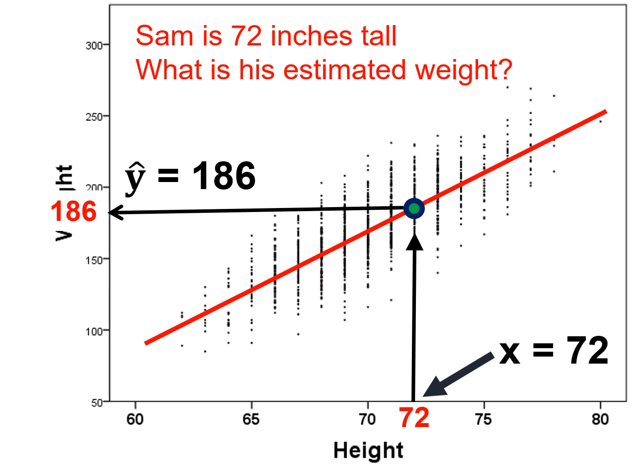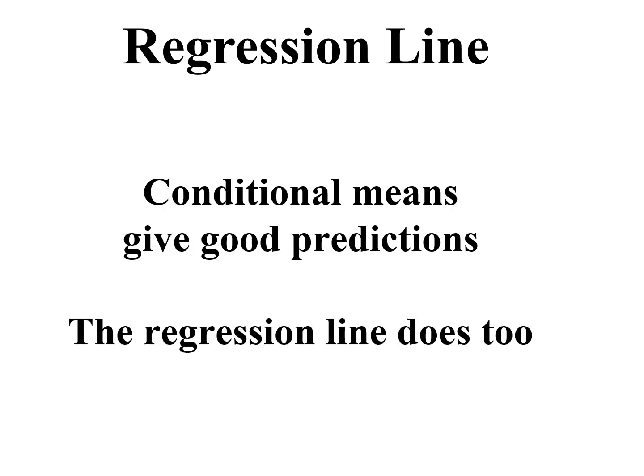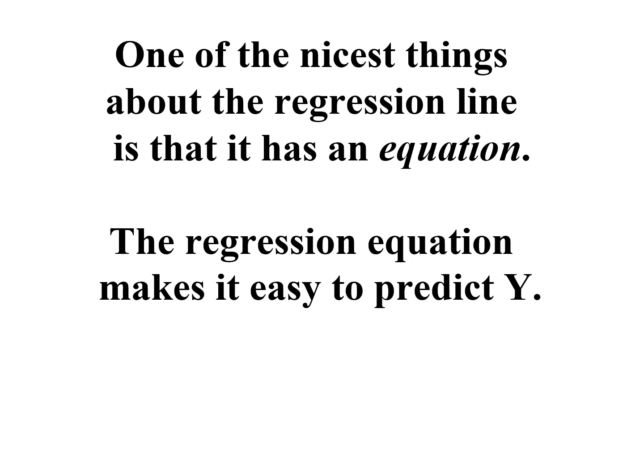So now we're ready to end, but let me sum up what the main ideas were for today's lecture. The regression line is a line that closely fits the conditional means. Conditional means give good predictions. The regression line does too because it's close to the conditional means. One of the nicest things about the regression line is that it has an equation. And using the regression equation makes it easy to predict y.